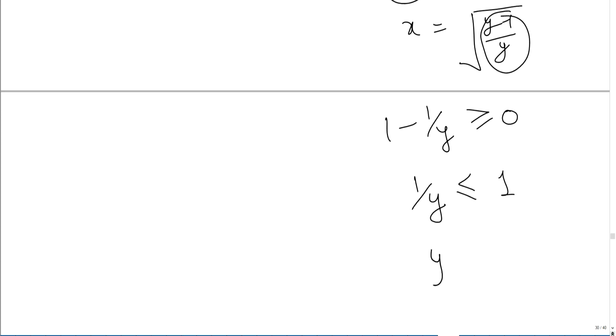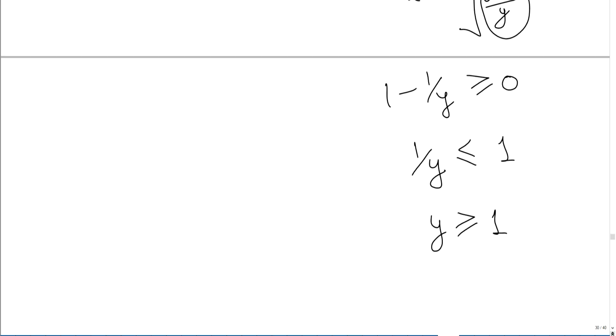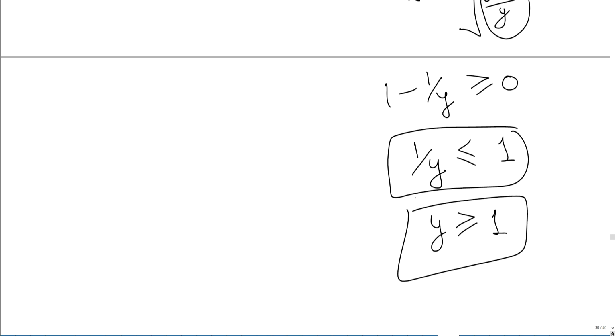Then y has to be greater than or equal to 1. So, this statement would hold only if y is 1. In that case, it would hold because 1 would be equal to 1, or if y is greater than 1, let us say y is 2, then this term would be 1 by 2. So, this would be less than 1. So, this statement would hold only if y is greater than or equal to 1.